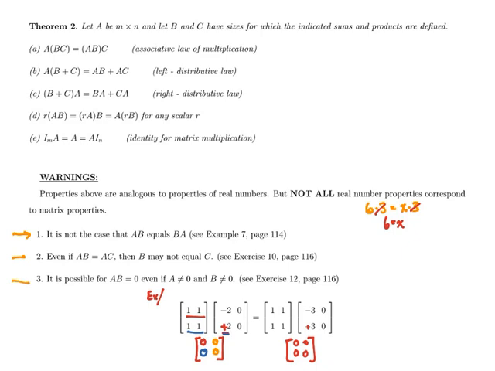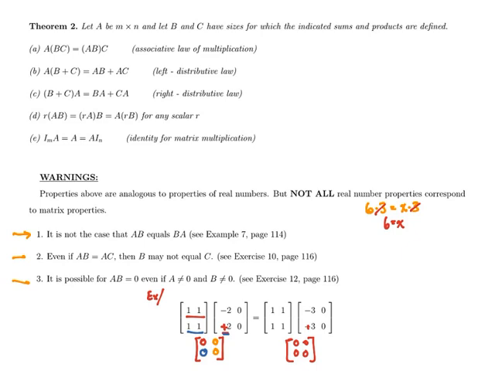This is also an example of part 3. That you can have two matrices multiplied to give you 0, the 0 matrix, but they don't have to have 0 matrices to do that. That is a huge property of the real numbers that's used all the time, that you can't have any two real numbers multiplied to give you 0 unless one of them is 0.